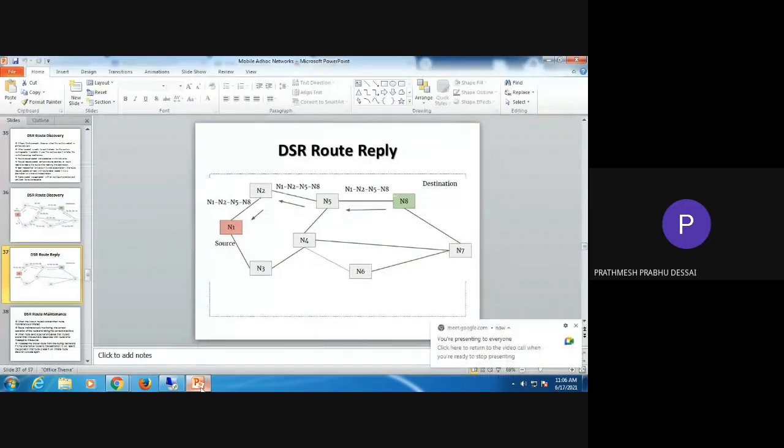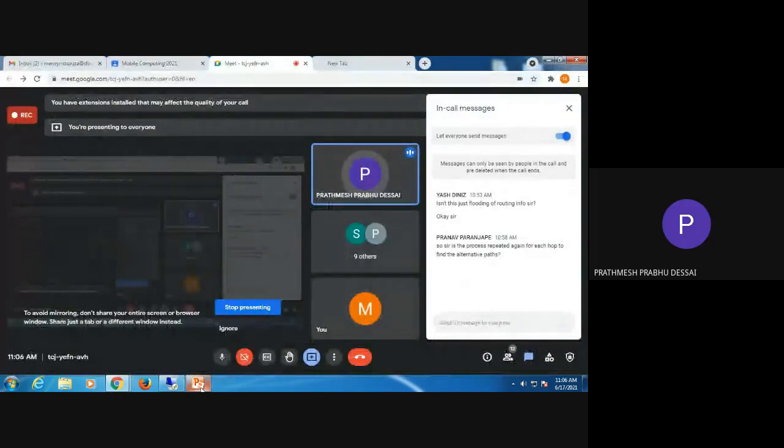Yes, sir. So in between the connectivity... Okay. Was I disconnected? No, sir, my net went down in between. Okay.